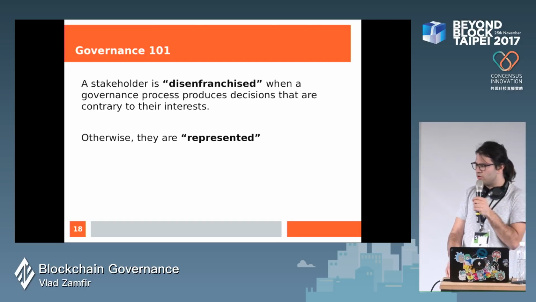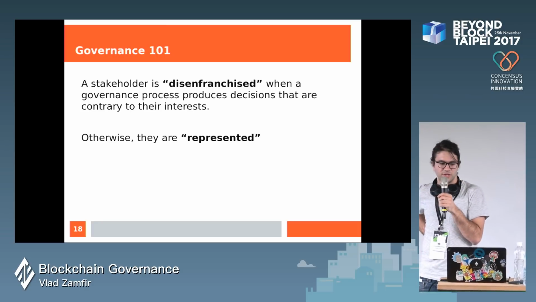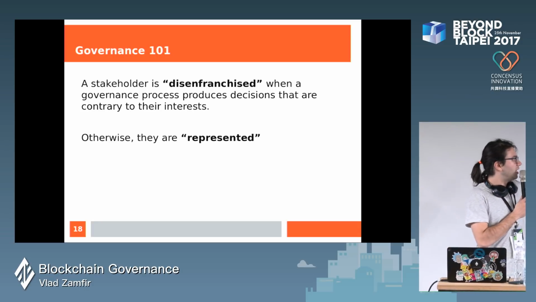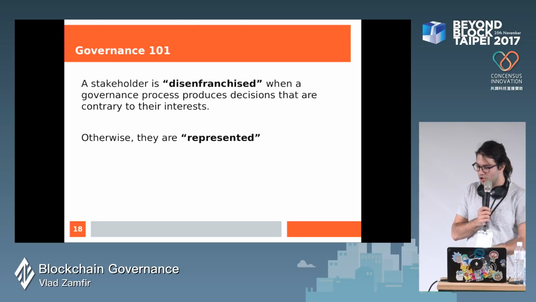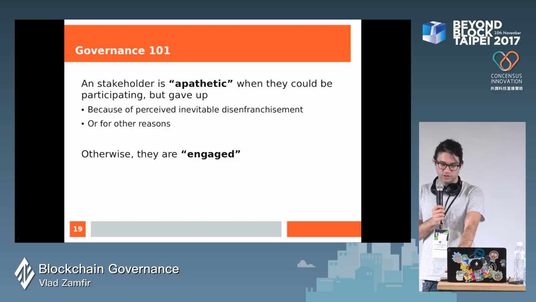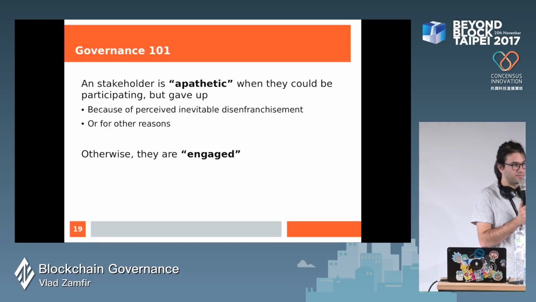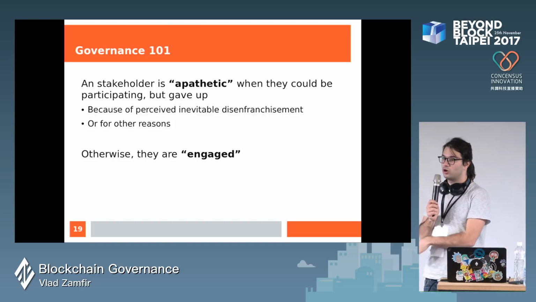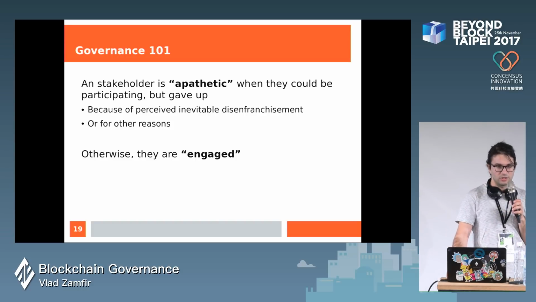So now we're going to talk about stakeholders and their relationships with the decisions made by governance processes. A stakeholder is called disenfranchised if and when a governance process makes a decision that isn't aligned with their interests, and they're called represented otherwise. Just language, right? This language is going to be super useful, but I'm not going to say much more about that. A stakeholder is apathetic if they could be participating, but they've given up. It could be because they perceive that no matter what they do, they'll be disenfranchised, or it could be for whatever reason, and we still call them apathetic. If they're not apathetic, we call them engaged.